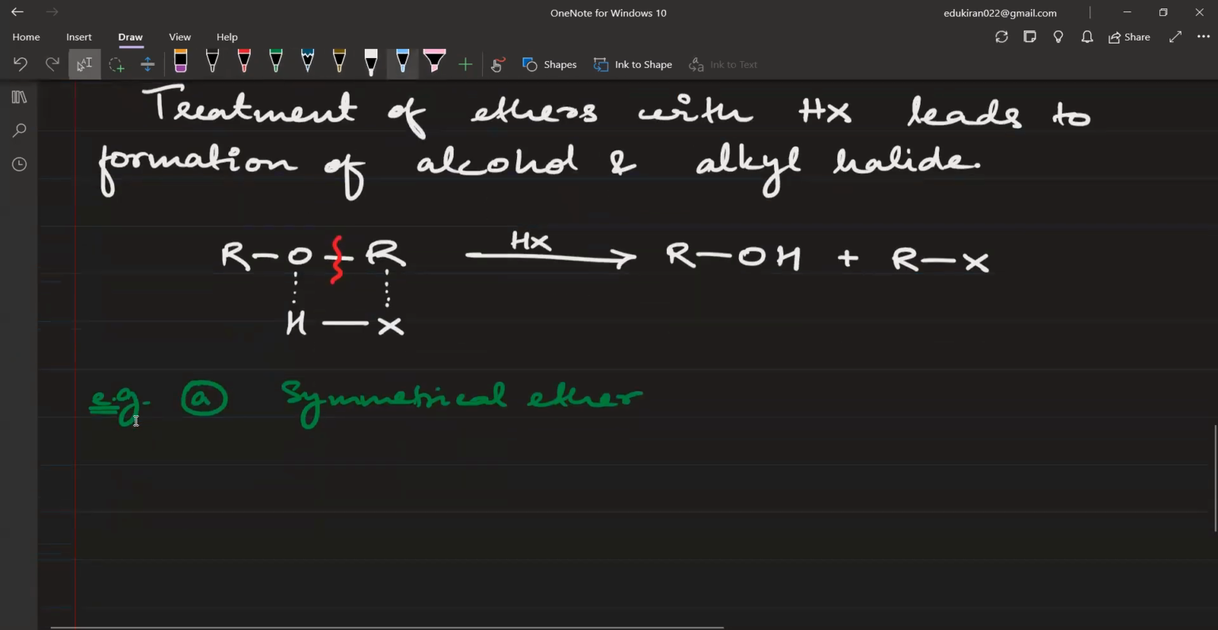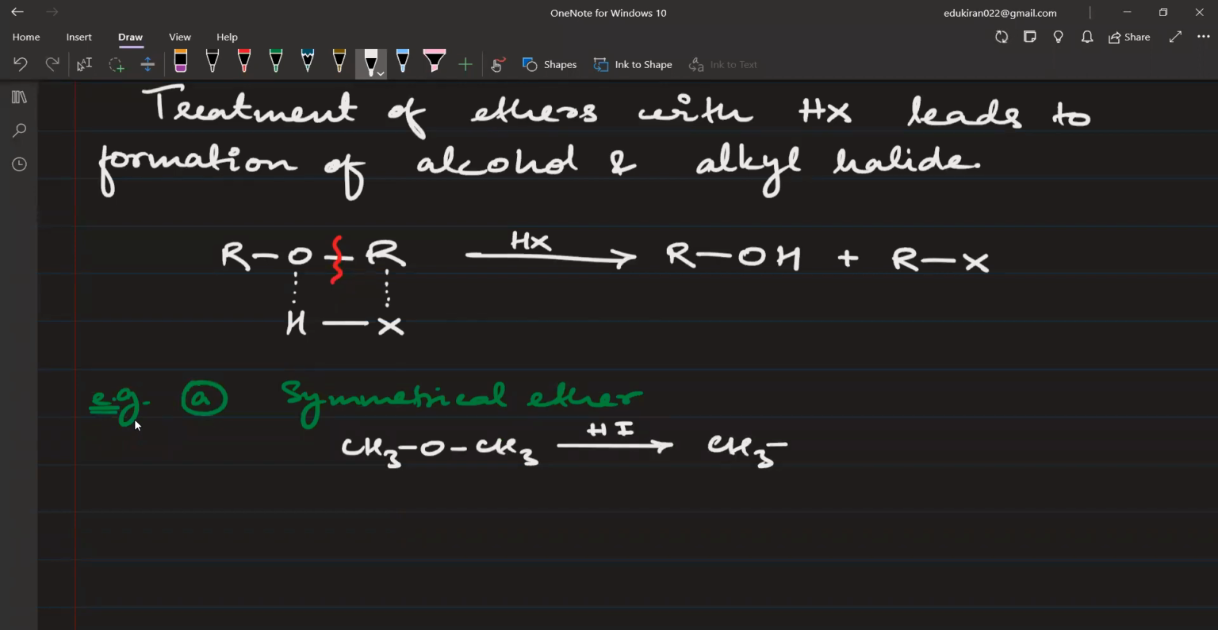So for symmetrical ethers, let us start with a simple one. If I have CH3OCH3, and I treat this with, let us say, HI, this is going to give me CH3OH plus CH3I. Keep in mind, in NCERT, they have only treated this with HI. So I am also writing all the questions with HI only, because HI is also very fast. This HI bond is very weak. That is why this oxygen can easily attack on this hydrogen atom and it can do the further reactions. Okay, so please write the product for these.